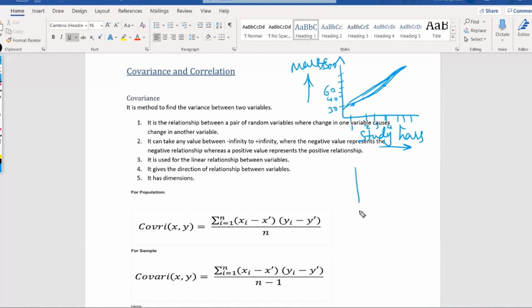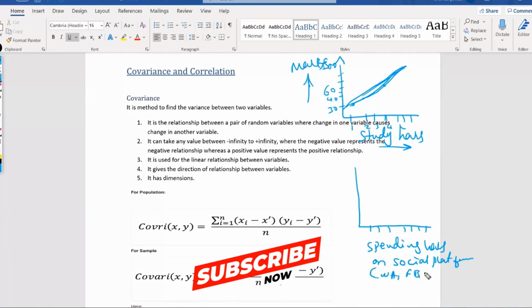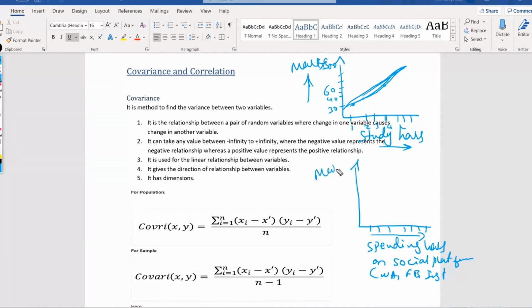And if on the x-axis I say the number of hours is related to spending hours on social platforms like WhatsApp, Facebook, or Insta, then if I am spending more hours on social platforms, my marks are going to go in a negative direction. Like 1, 2, 3, 4, these are the number of hours.